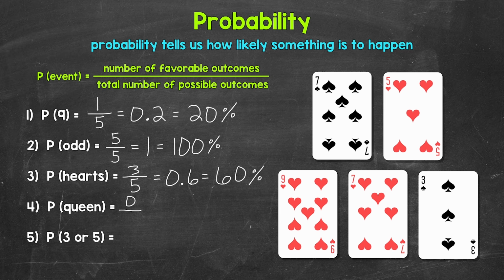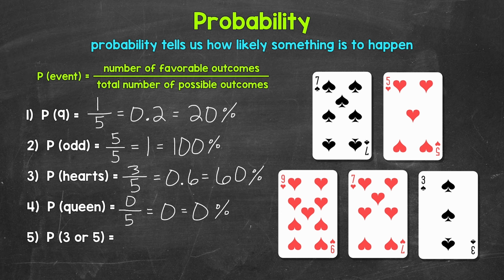And then our total number of possible outcomes is 5. There are 5 cards in total. And that's our fraction, 0 over 5, 0/5. We have a 0 out of 5 chance of picking a queen. Then as far as our decimal, that's going to be 0. And our percent is going to be 0%. We have no chance of picking a queen. This is what we call an impossible event.